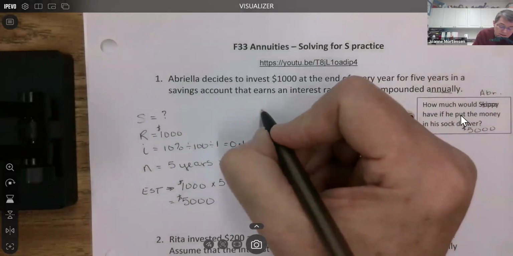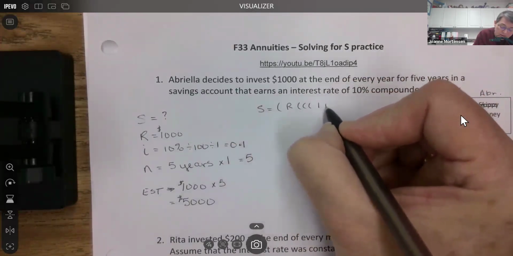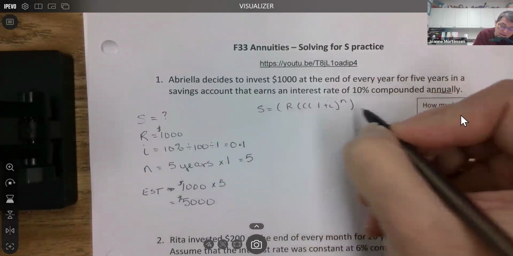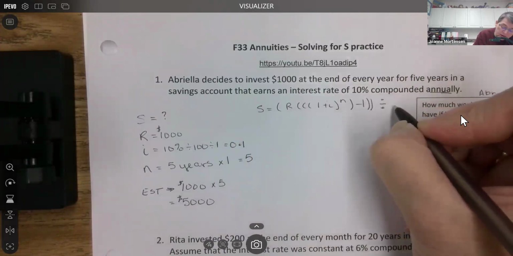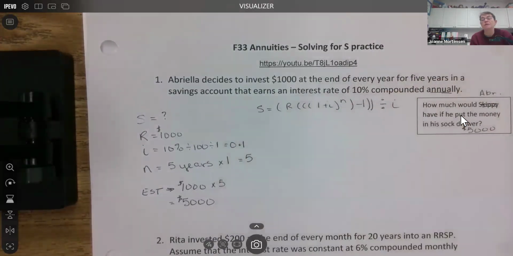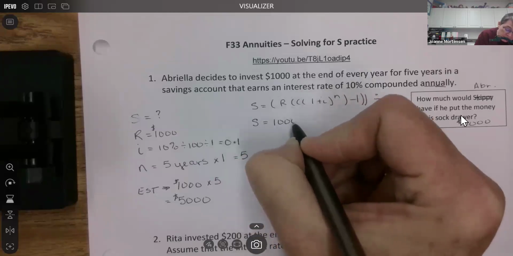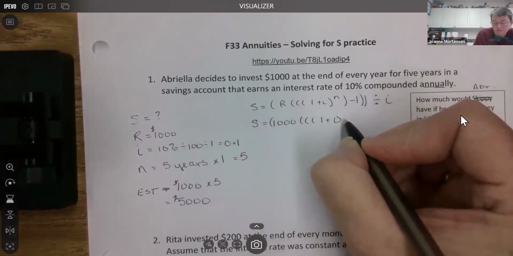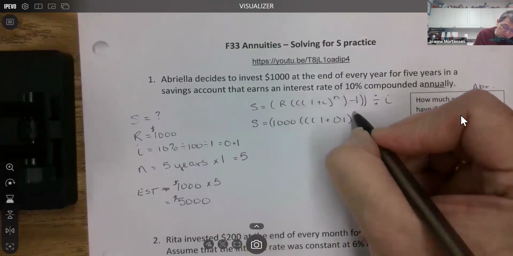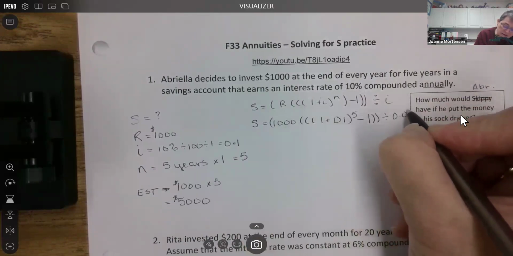All right. So S is equal to bracket R, 1, 2, 3, 1 plus I, bracket, minus 1, bracket, divided by interest. Every single question, every single time you have a word problem, you need to write out the formula first. So it's $1,000, 1 plus the interest, and we're doing it for 5 time periods, minus 1, bracket, divide by the interest.